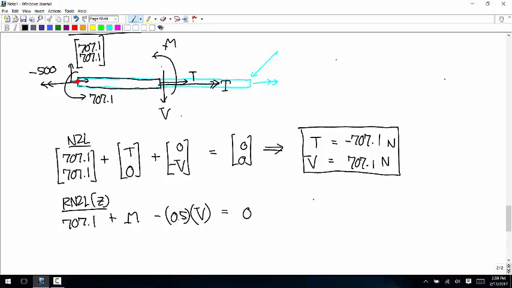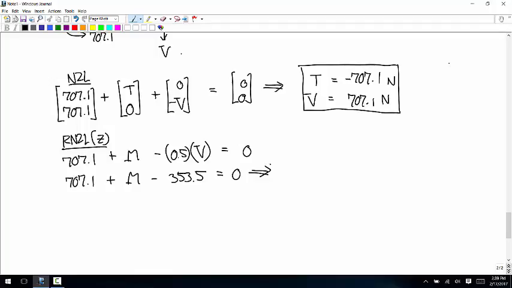And now we can plug in, we already know what the value of V is. We calculated that it's 707.1. So this says 707.1 plus M minus 0.5 times 707.1, which is 353.5, is equal to 0. And then solve for M. And you get that M is equal to negative 353.5 newton meters.